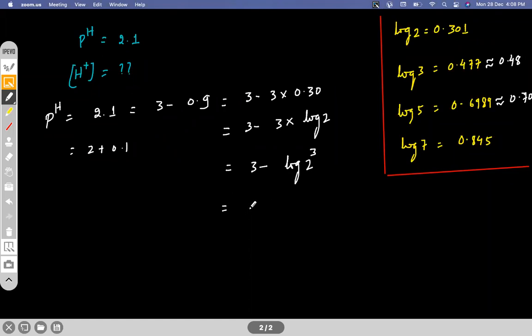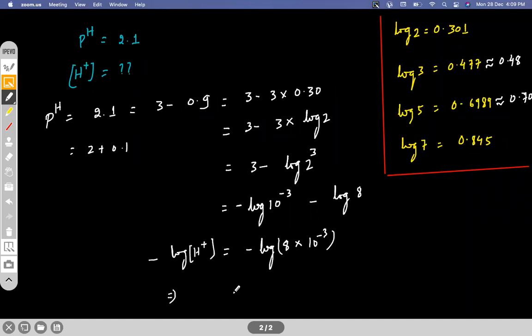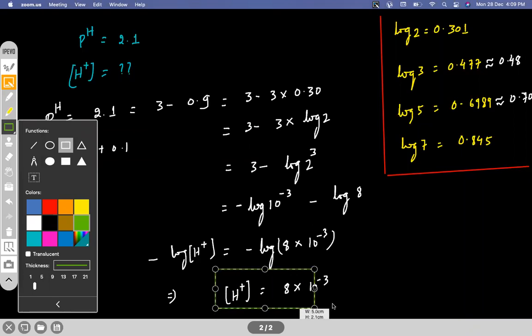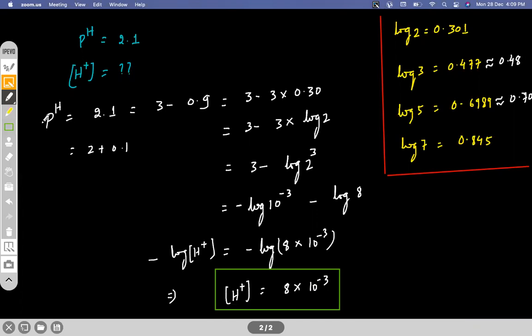Okay, so this further we can write as log of 10 to the power minus 3. I'll take one more minus sign here. This is nothing but 3 minus log 8. So further we can write minus log of 8 into 10 to the power minus 3. This is pH on the left hand side. So pH is minus log of H plus. So if you compare, the H plus concentration equals 8 into 10 to the power minus 3. If I write 2 plus 0.1, we don't have the log expression for 0.1. Hence, I write here 3 minus 0.9, which we can further simplify as this.